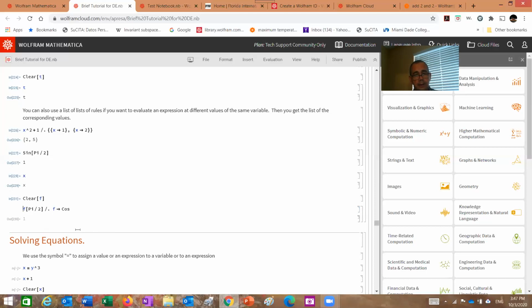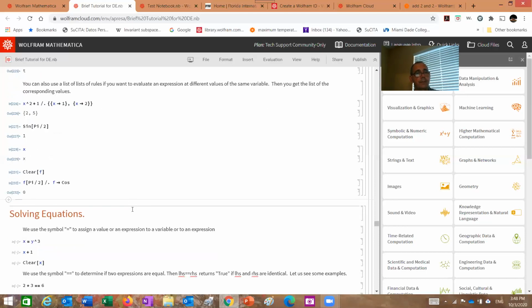And then you press shift enter and you get 0, because when you replace the f by cosine, the program cannot calculate this at the beginning because f is not defined. It's a function that hasn't been defined. But when you replace the f by cosine, you get the value. This is cosine of pi over 2, which is 0.